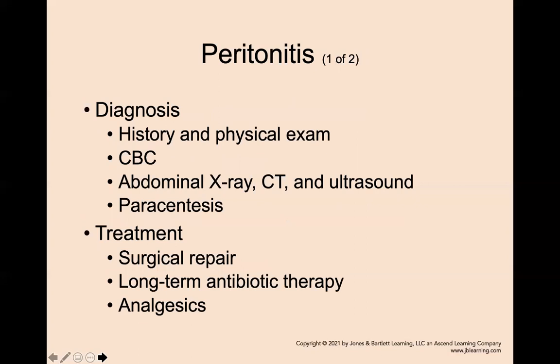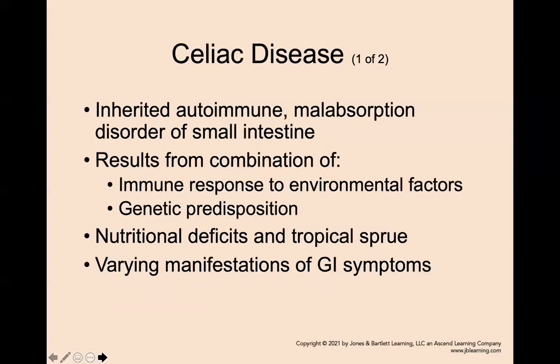You're going to determine this by history and physical exam, a CBC, and probably a CAT scan if you have time. Some docs, I will tell you, will take people right to the OR based on that diagnosis alone of the rigid abdomen. Treatment includes surgical repair. They may need long-term antibiotic therapy and analgesics, but surgery definitely is going to be taking place.